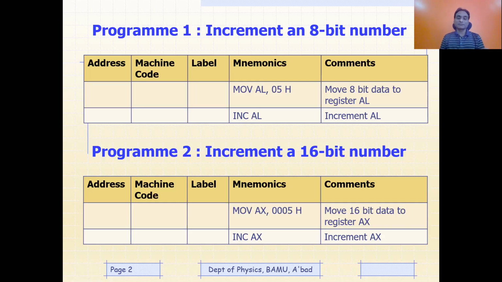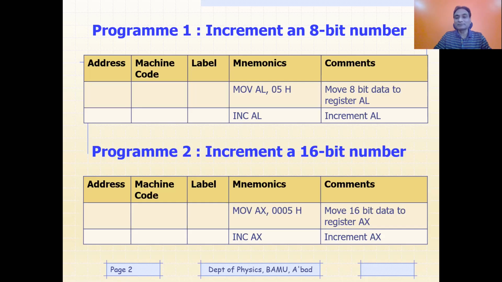So what is the purpose? The purpose is that you would like to write a program which will increment an 8-bit number. It means you have only one data item that needs to be incremented, so for that purpose you need only one register. You can see a very simple program.